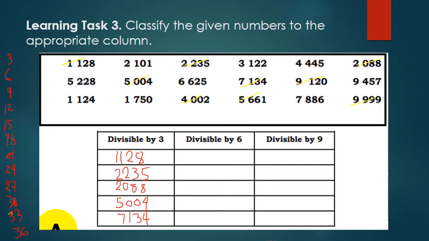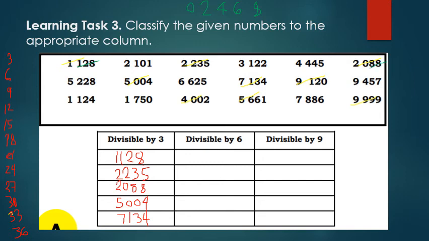So, since ang 1,128 ay nagtatapos sa 8, so sulat nga natin. So, ang pag-divisible sa 2, kailangan siya nagtatapos sa 0, 2, 4, 6, 8. So, since po ang 1,128 ay nagtatapos sa 8, so ito siya. So, siya po ay divisible din sa 6. Then, etong 2,235 nagtatapos sa 5. So, since wala siya dito, hindi siya divisible sa 6 kasi hindi siya divisible sa 2. Sa 2,088, nagtatapos siya sa 8. So, ito din siya. So, siya po ay divisible sa 6.